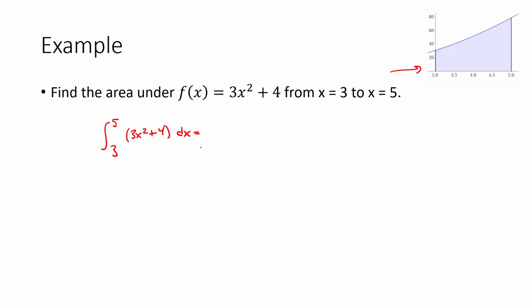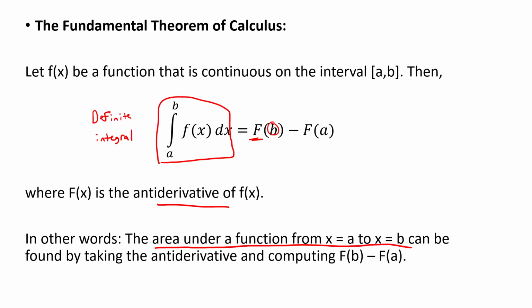Well, here it's easy enough to do, right? We know the antiderivative of 3x squared is going to be x cubed, and the antiderivative of 4 is going to be 4x. So this is an easy formula. Of course, it's not always so easy to find an antiderivative, and that can be the issue. But for these, it's not so bad. And then we want to plug in our bounds, right? Our upper bound and our lower bound, our endpoint and our starting point.